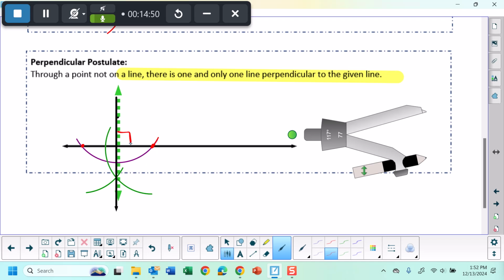Got it? Check in with your partner and see if they understand the parallel postulate and the perpendicular postulate. Check in with them. Go.